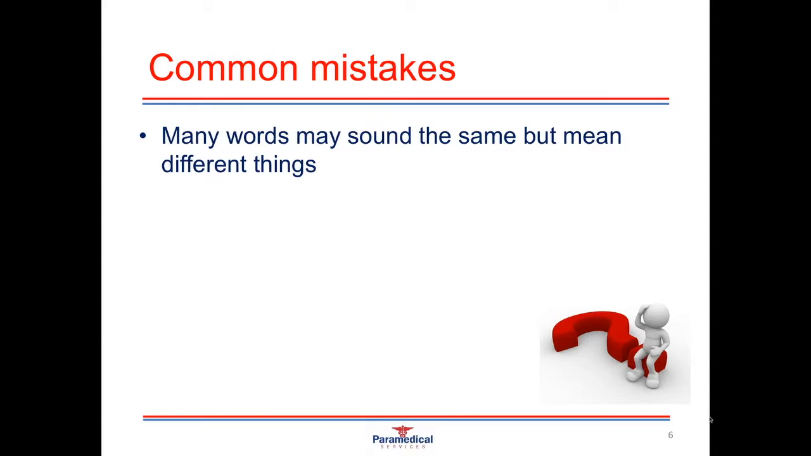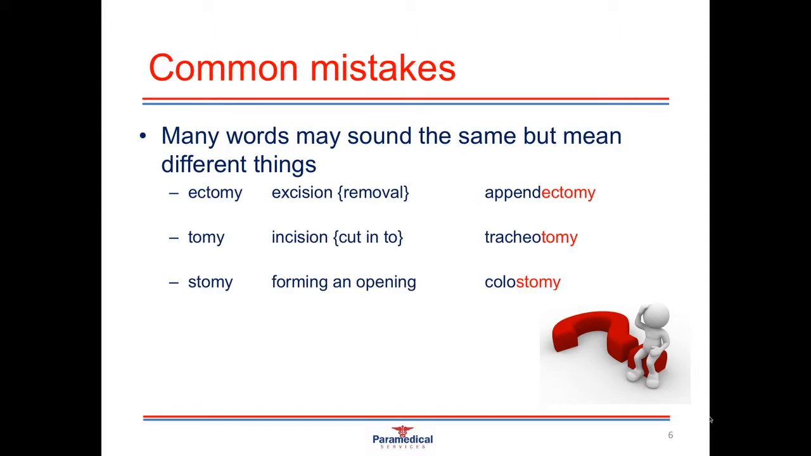So just be aware that there are a few common mistakes that can be made because there are many words that sound the same but mean different things. An example of this would be ectomy, tomy, and stomy. Now those all sound very, very similar, but they mean slightly different things. So ectomy is when there is an excision or removal of something from the body. A tomy is to cut into, and stomy is the forming of an opening in the body.